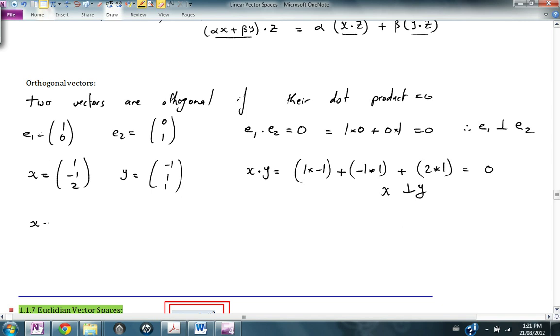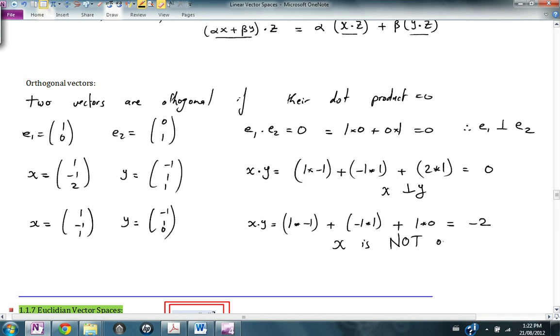Another example, x is equal to 1, negative 1, 1. y is equal to negative 1, 1, 0. x dot y is equal to 1 multiplied by negative 1 plus negative 1 multiplied by 1 plus 1 multiplied by 0. This is equal to negative 2. x is not orthogonal to y.